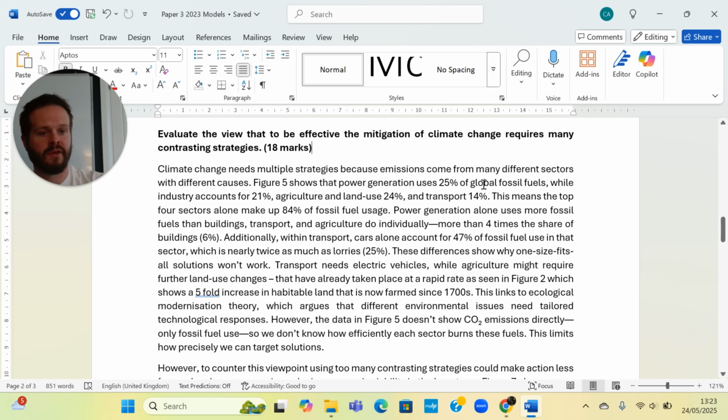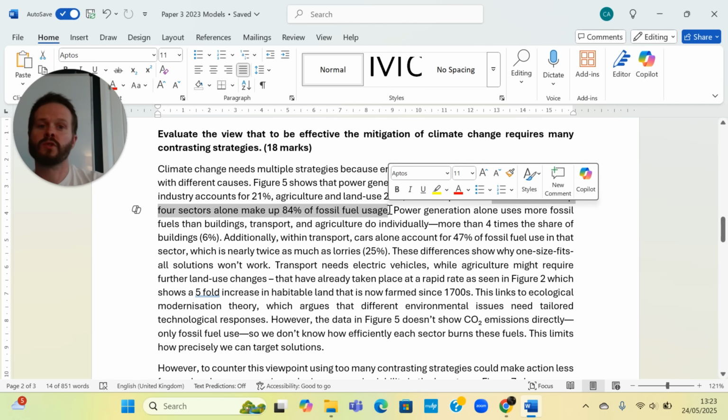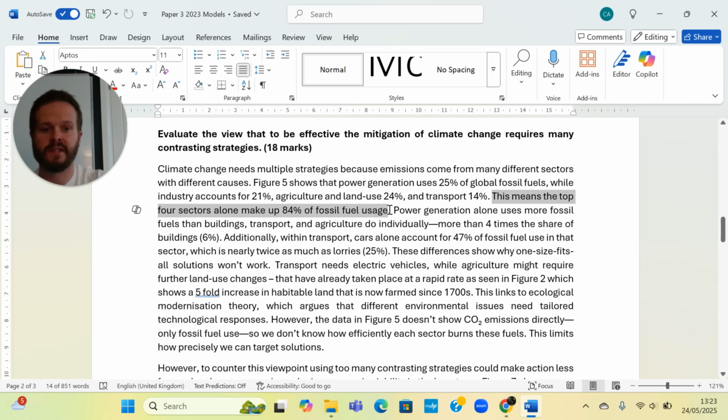Figure 5 shows that power generation uses 25% of global fossil fuels, while industry accounts for 21%, agriculture and land use 24%, and transport 14%. This means the top 4 sectors alone make up 84% of fossil fuel usage. So that right there is what I was talking about in terms of your data analysis. Power generation alone uses more fossil fuels than buildings, transport and agriculture do individually, more than 4 times the share of buildings.